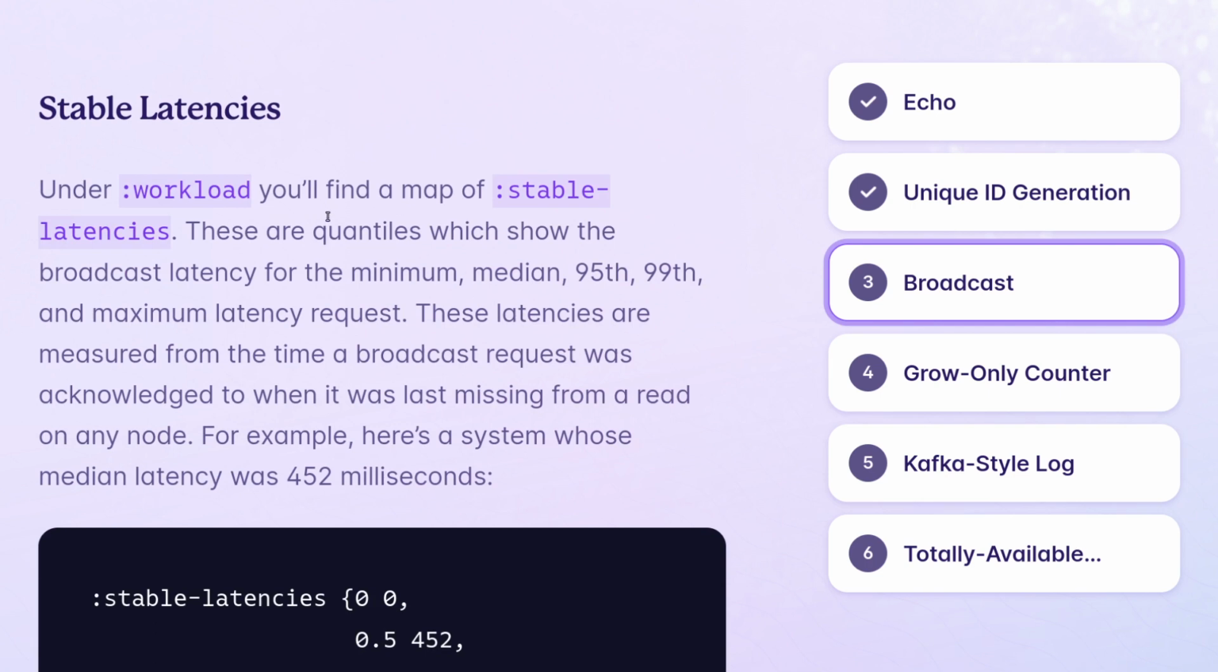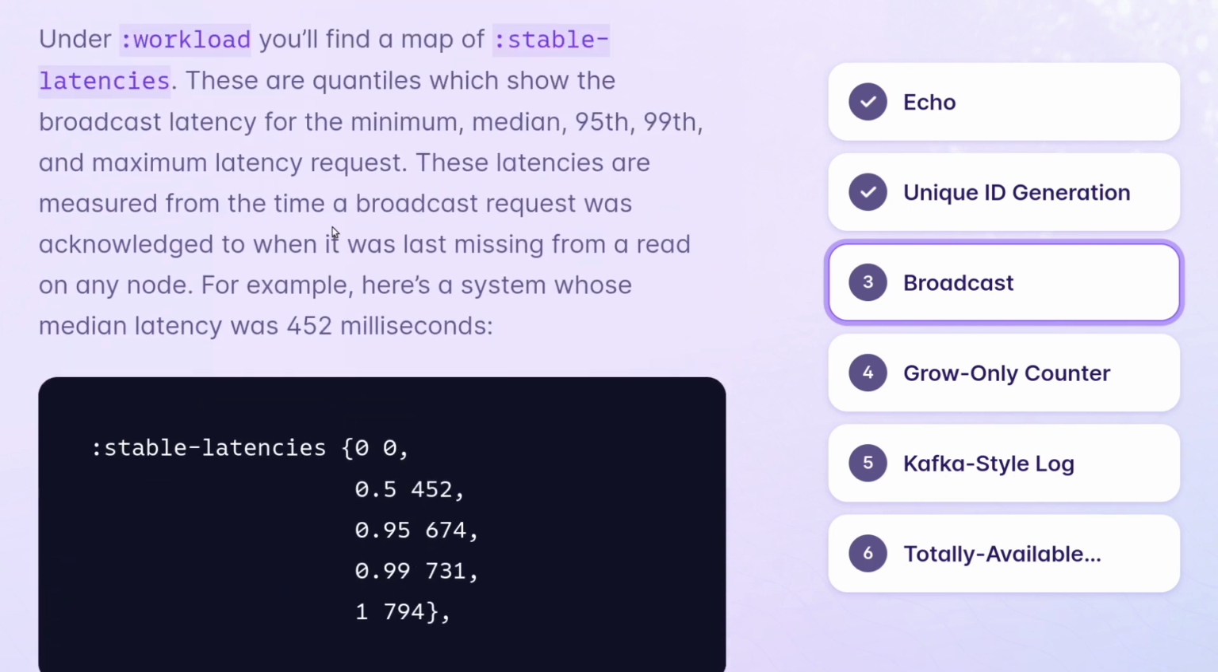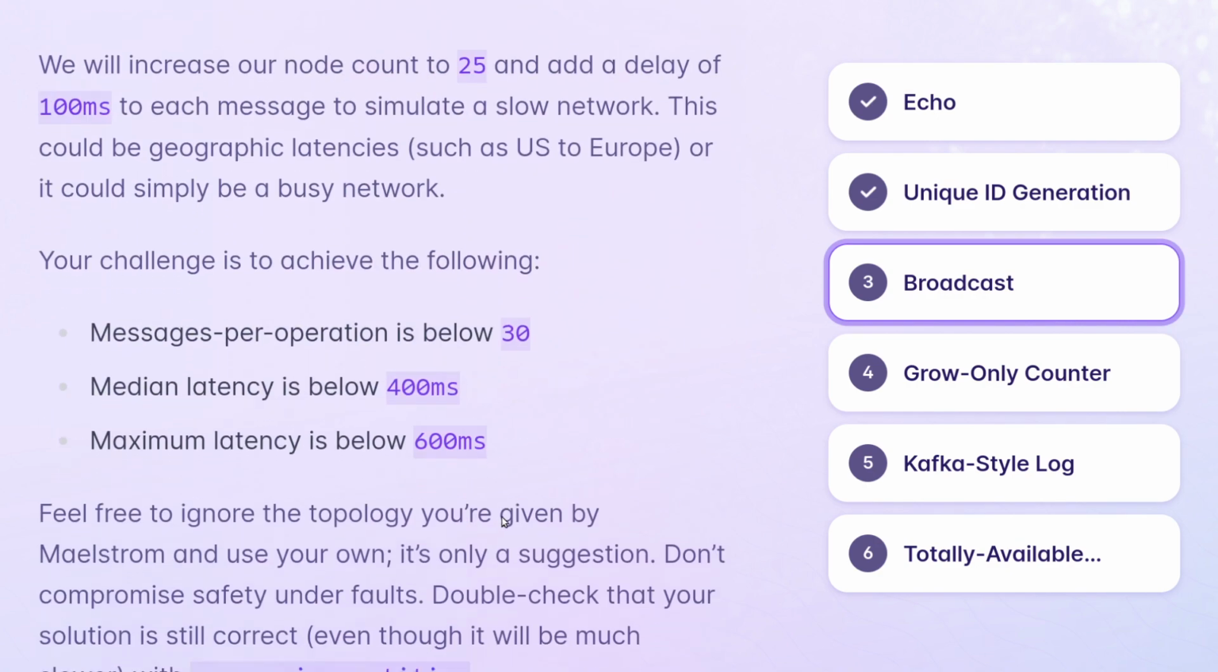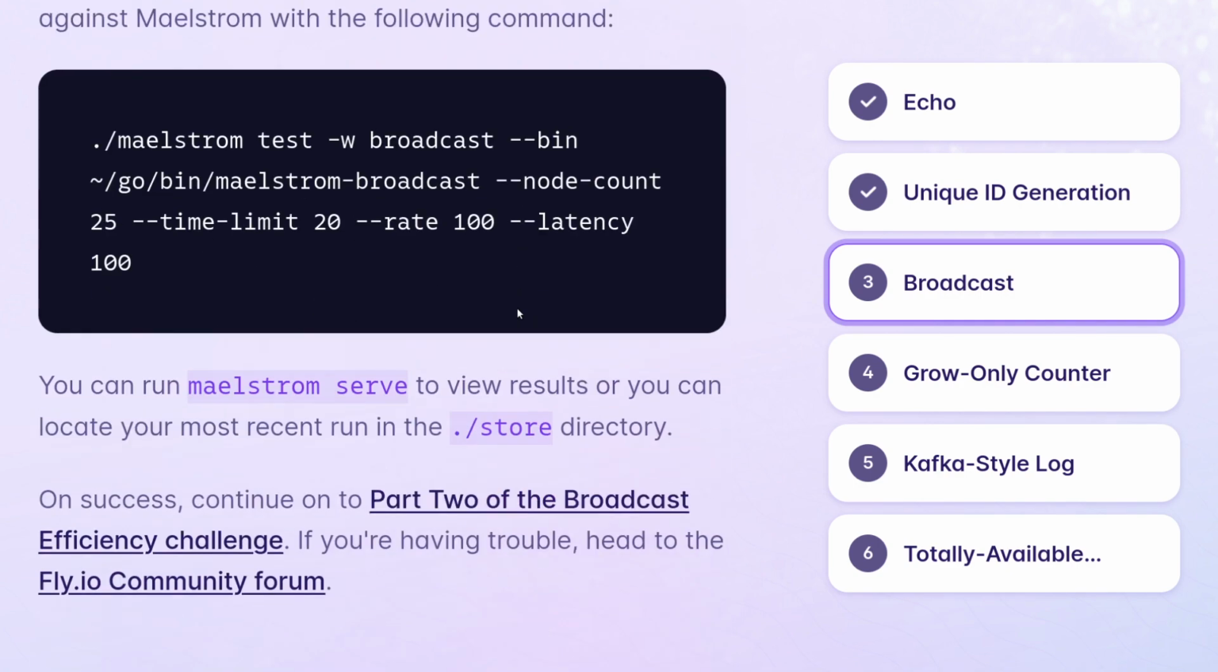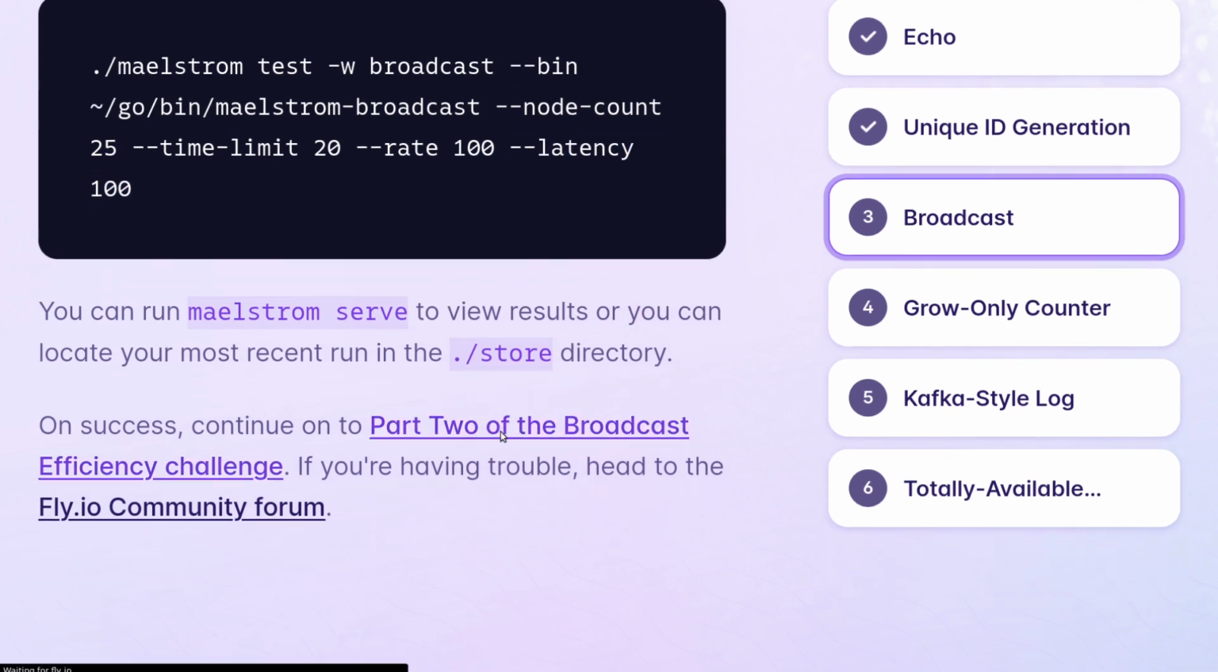Okay, and the next one is stable latencies. I also explained this in the previous one. So this is the maximum latency, this is the median, and these are the 95 and 99 percentiles, which need to be below these given constraints. And this is the test command. So we are running 25 nodes this time at the rate of 100 messages per second with a latency delay of 100 milliseconds. Let's also check the part 2.